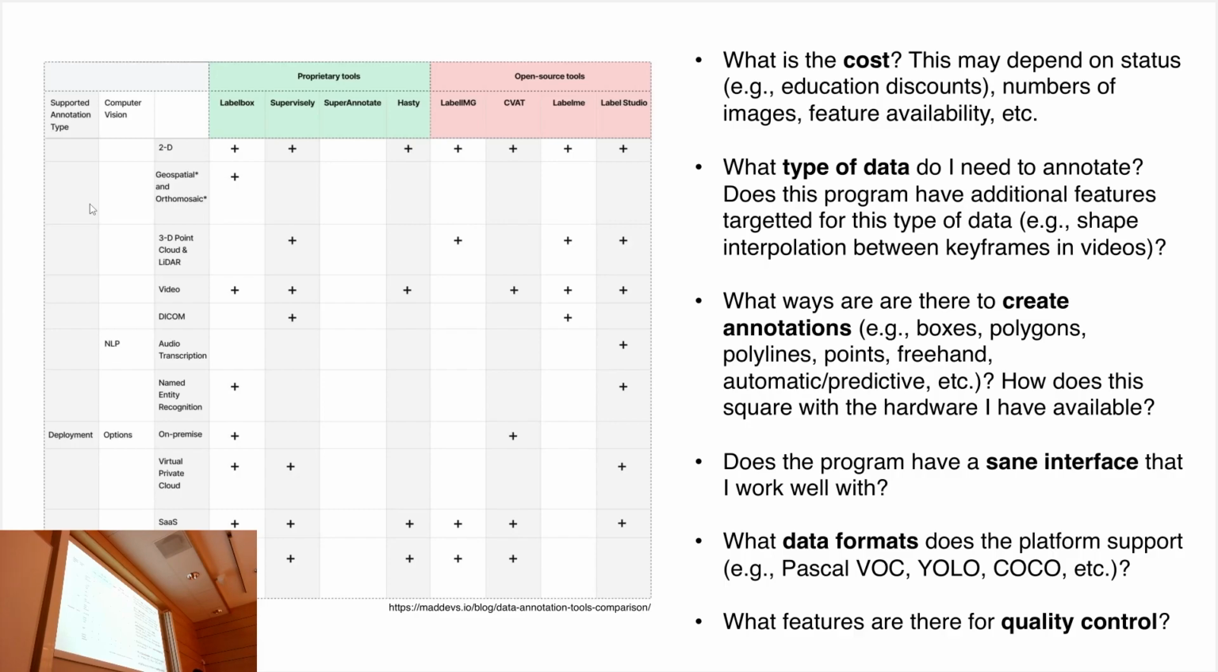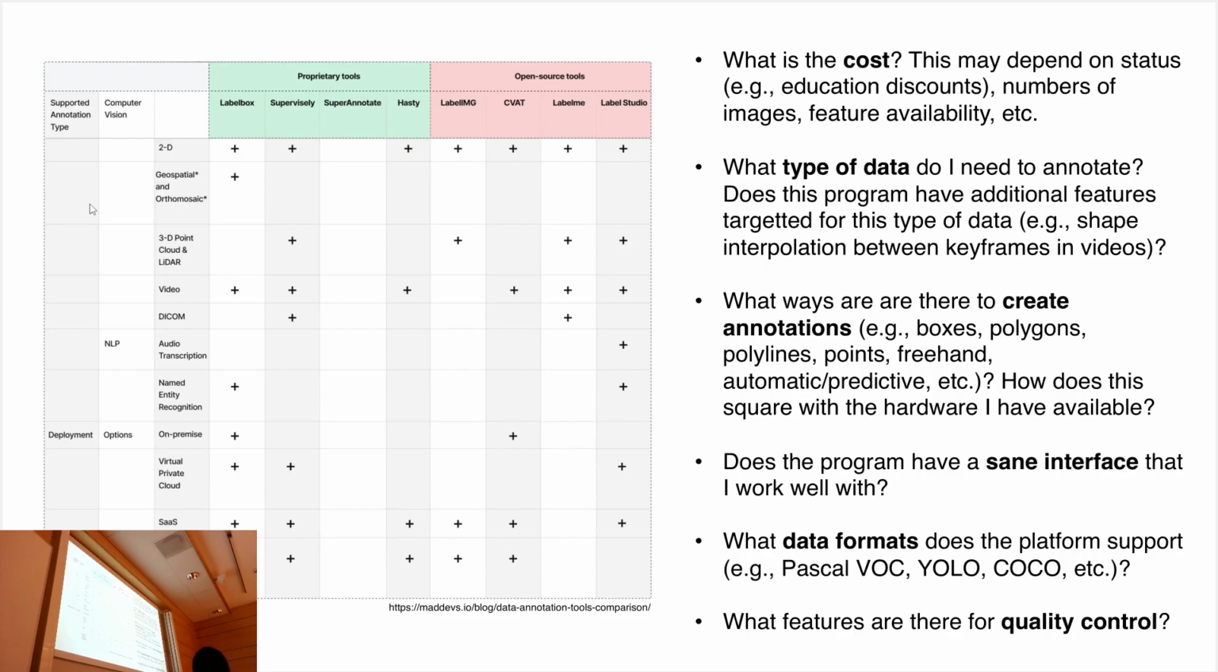Another thing to consider is what type of data do you need to annotate? Are you looking at 2D images? Are you looking at 3D models? Are you looking at videos? Does it have any additional features that make it particularly easy to annotate the type of data that you're looking at? Some of these programs have, for instance, shape interpolation between keyframes in videos that can make it easier for you to annotate an entire video, all the frames.